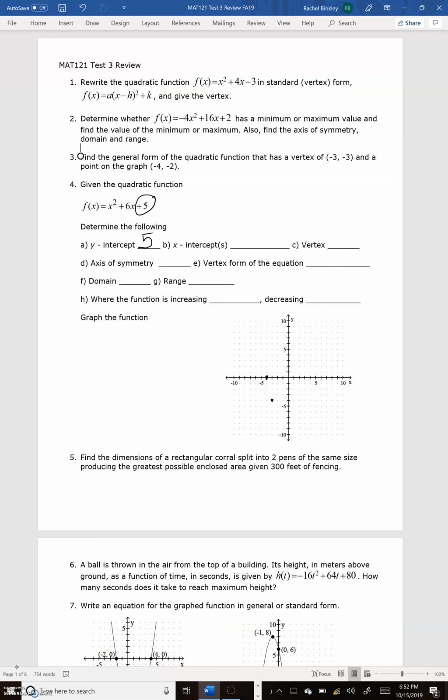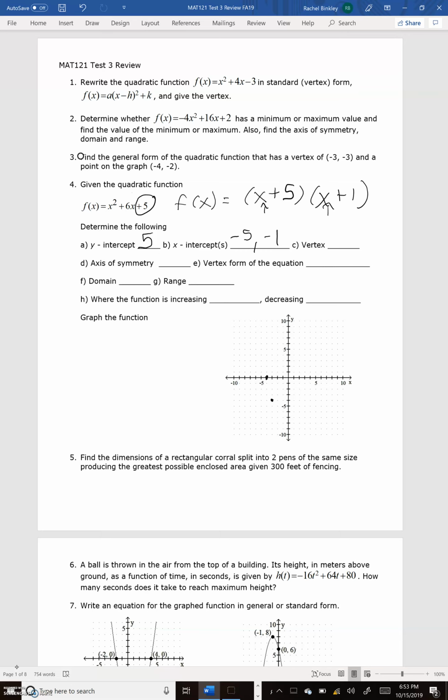To find the x-intercept, I need to factor this. So it's going to be f of x equals x plus 5 times x plus 1. I was looking for two numbers that added up to be 6 and multiplied together to be 5. But do not forget, I do not want you to put for the x-intercepts positive 5 and positive 1. You have to find the zeros. You have to figure out what value makes that 0 and what value makes the other 0. So the x-intercepts are going to be negative 5 and negative 1.